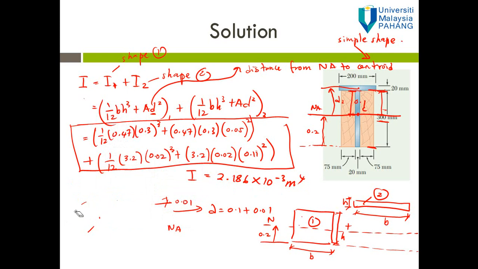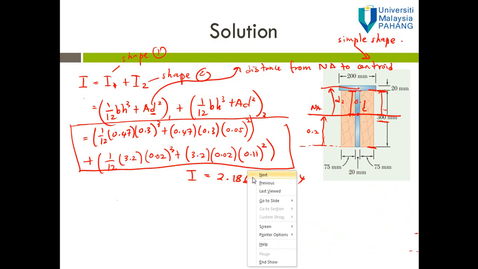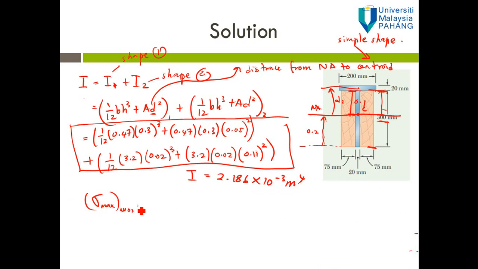Okay, now we already have the value of I, so we can calculate the stress straight away. Stress maximum for the wood is equal to MC over I. So M is 50 exponent 3, and this is given in the question.